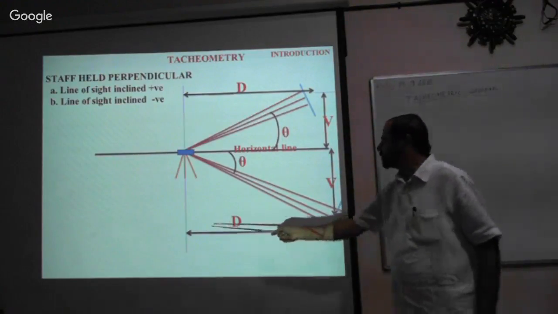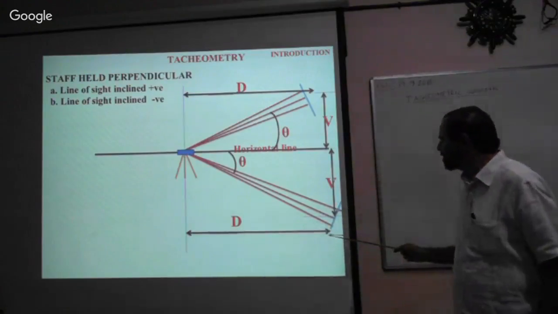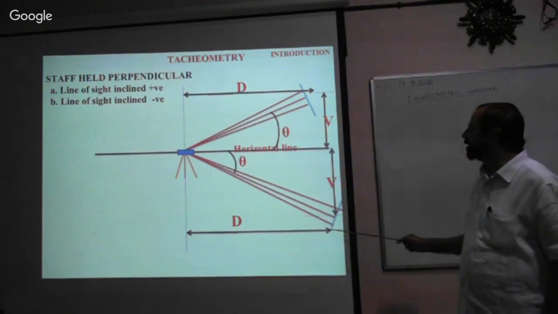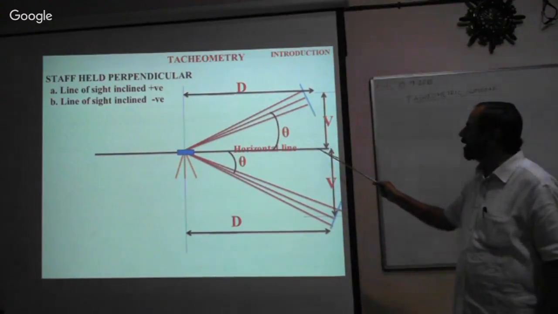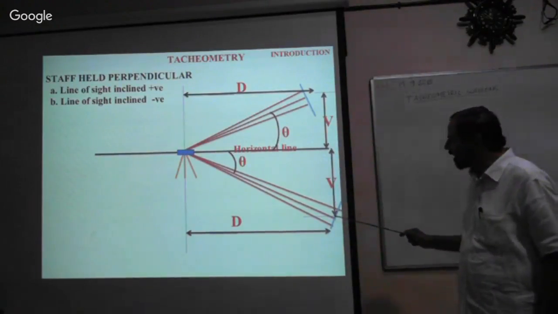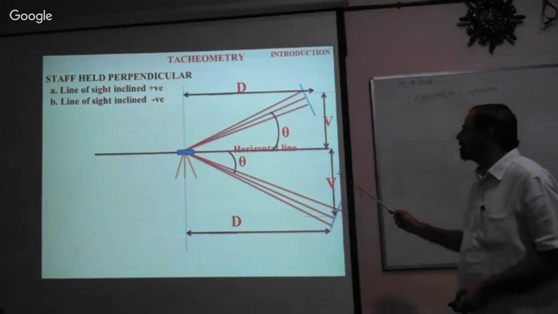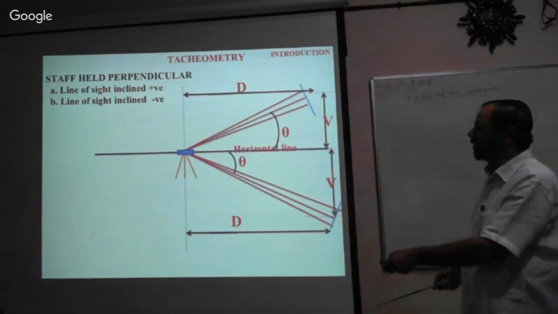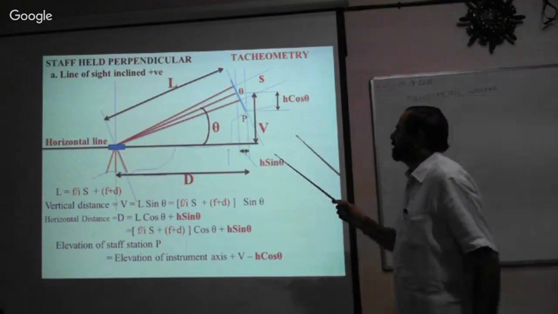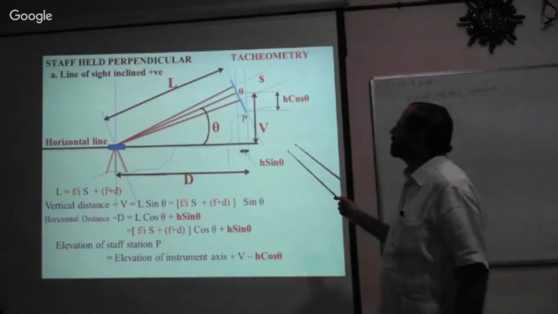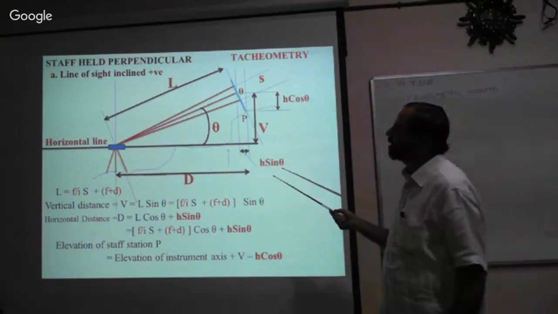Now D is the distance to the location where we need to calculate, and V is the vertical distance from the horizontal line to the central hair. Let us see how to handle this one by one. There are two cases. Now come to the second method.